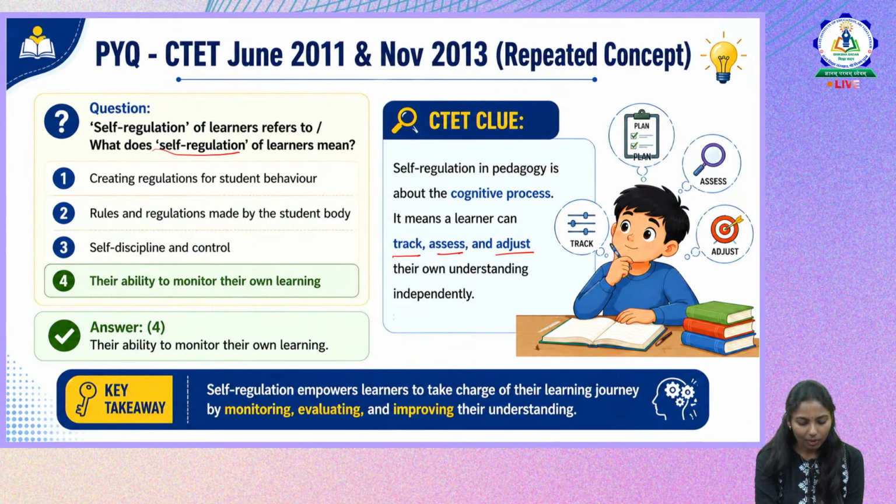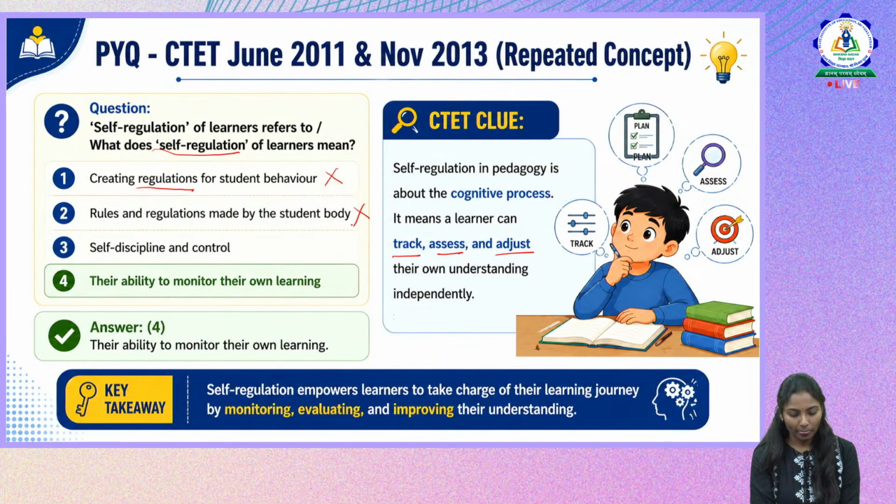So let us see the options one by one. The first option is creating regulations for student behavior. Here regulations means rules, and self-regulation is a different concept. So these two options don't go together, and this first option is not at all defining what you want to define. So we can eliminate the first option, right? Rules and regulations made by the student body, again the same. Here self-regulation is different and rules and regulations are different. So we can eliminate the second option also.